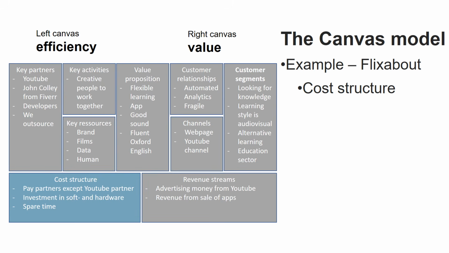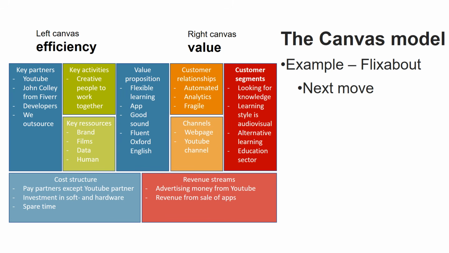The last building block is cost structure. We have to pay our partners, except our YouTube partner. They get paid through the advertising. We have invested in soft and hardware. We also use a lot of our spare time on the project, hoping it will pay off in one form or another. We use the canvas model to discuss our next move.